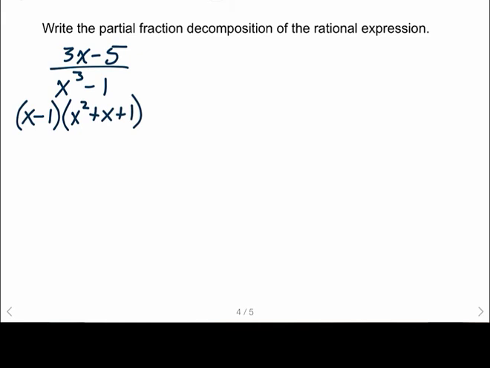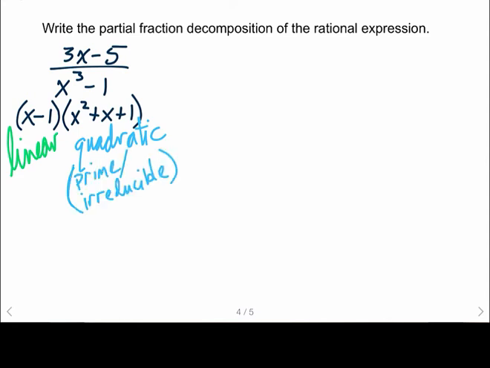X minus 1 times x squared plus x plus 1. Two factors, one of which is linear, and the other of which is quadratic. It's important to note that the quadratic is prime, and in this context it's referred to as an irreducible quadratic, but that just means it's prime. Since it can't be broken down any further, we're going to write this down as the sum of two fractions, one denominator being x minus 1 and the other denominator being x squared plus x plus 1.